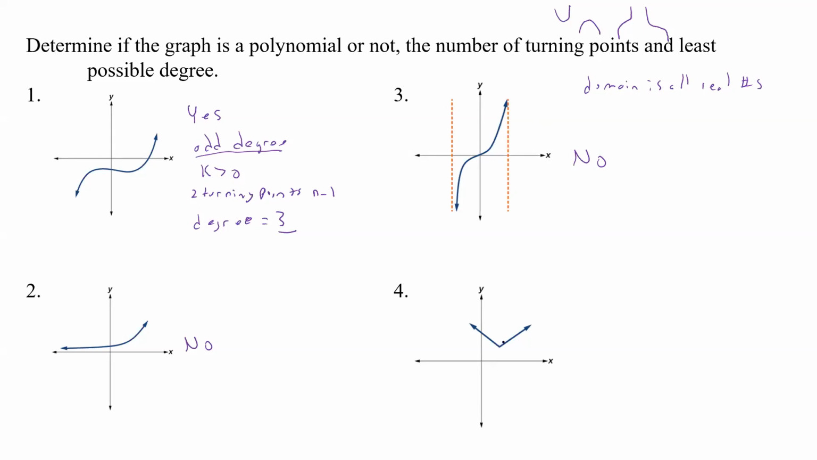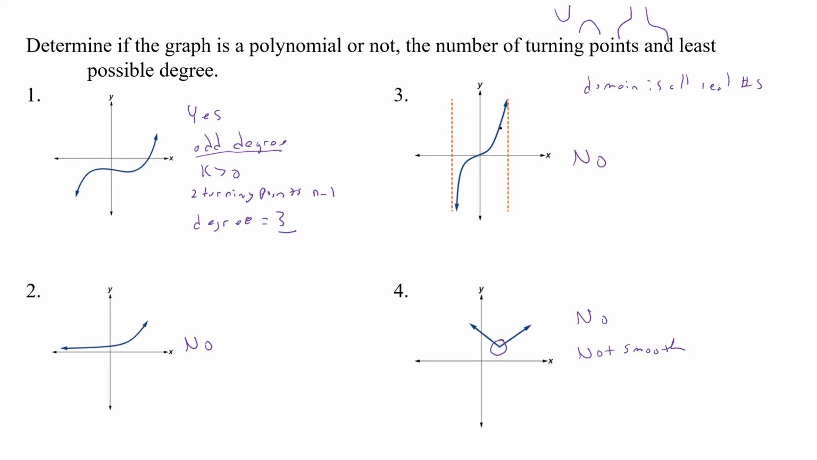Now this one's kind of drawn how I end up drawing graphs. That has a square corner, and so that's not a smooth continuous function, and so this is not going to be a polynomial either because it's not smooth. The polynomial function has to be smooth. As you can see, that's nice and smooth.